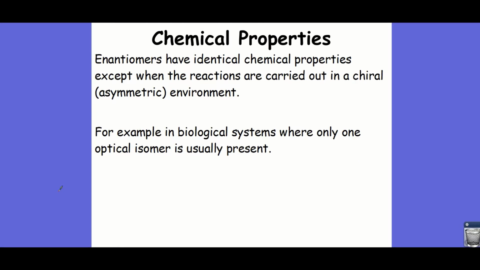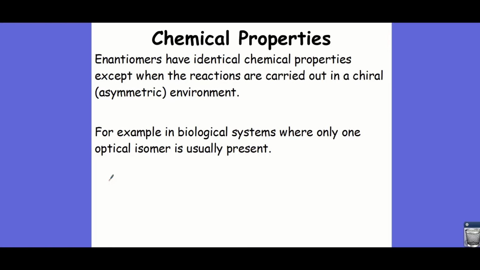So a wee bit about the chemical properties of optical isomers. When enantiomers are reacting in a symmetrical environment, so with a symmetrical molecule that doesn't contain any chiral centres, both the R and the S isomer will react exactly the same way. But when they're carried out in an asymmetric environment, so involving a chiral molecule, they will react differently.